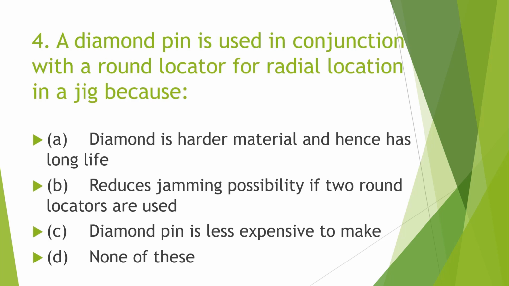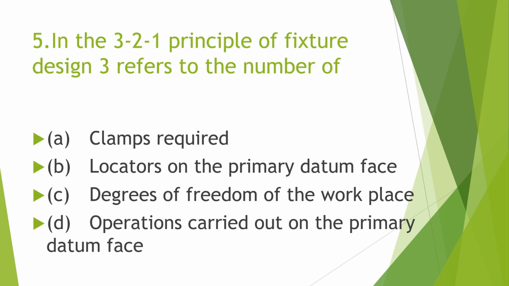Question number 4. A diamond pin is used in conjunction with a round locator for radial location in a jig because... Question number 5. In the 3-2-1 principle of fixture design, 3 refers to the number of locators on the primary datum face.